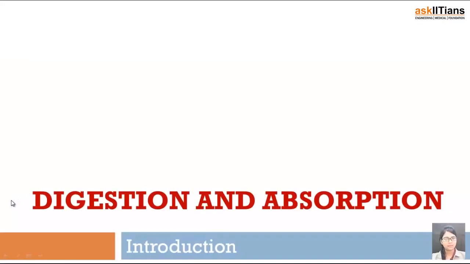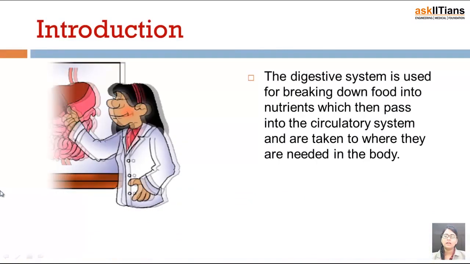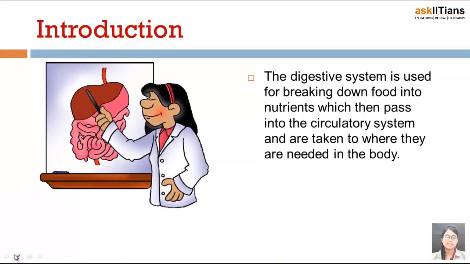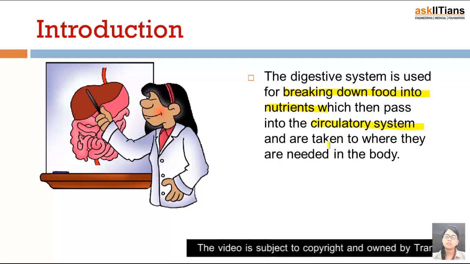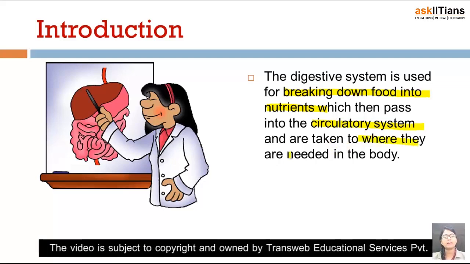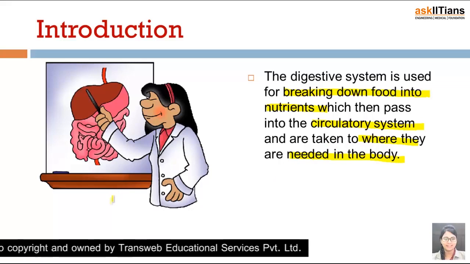Digestion and absorption. Let's have an introduction of this chapter. The digestive system is the system which is used for breaking down food into nutrients. These nutrients then pass into the circulatory system for the process of absorption and are also taken to wherever they are needed in the body.